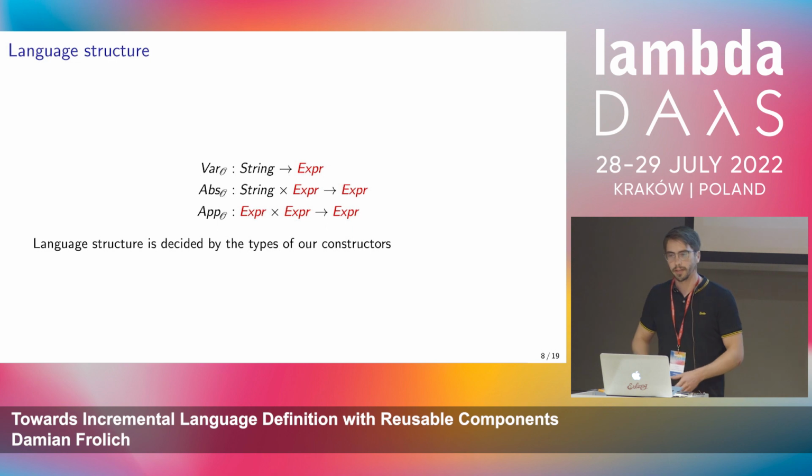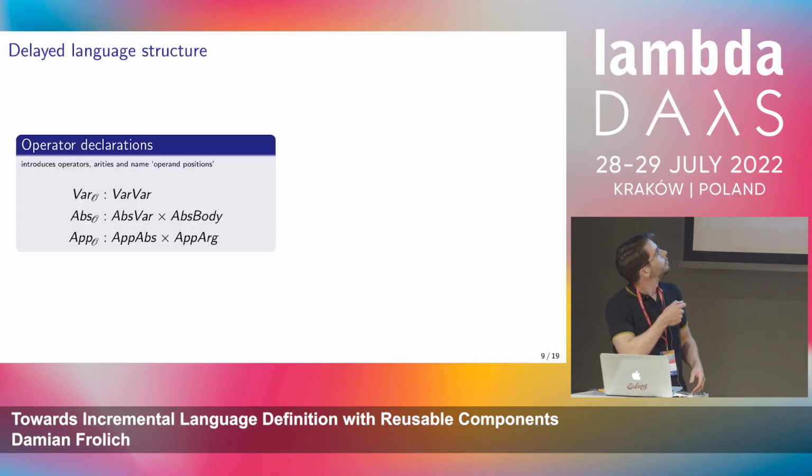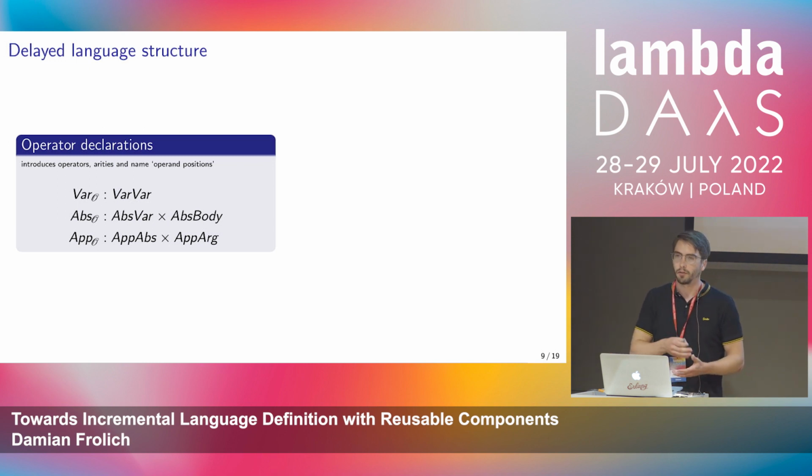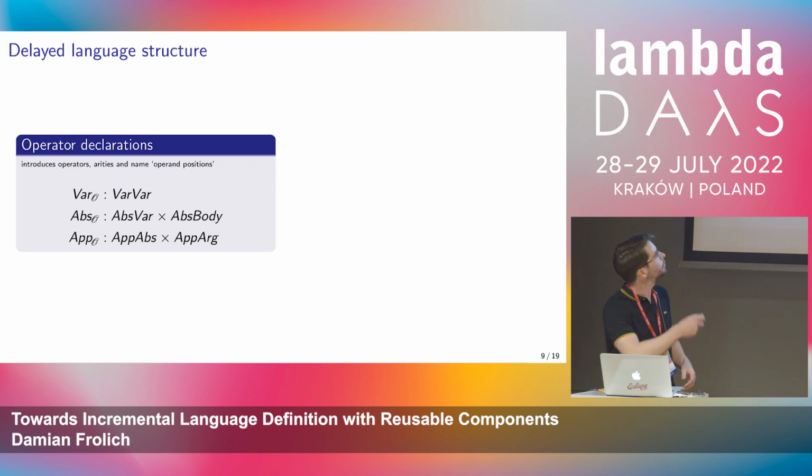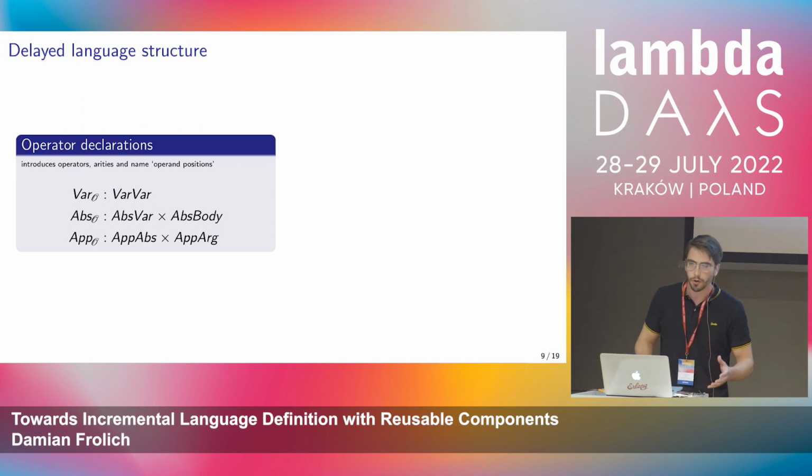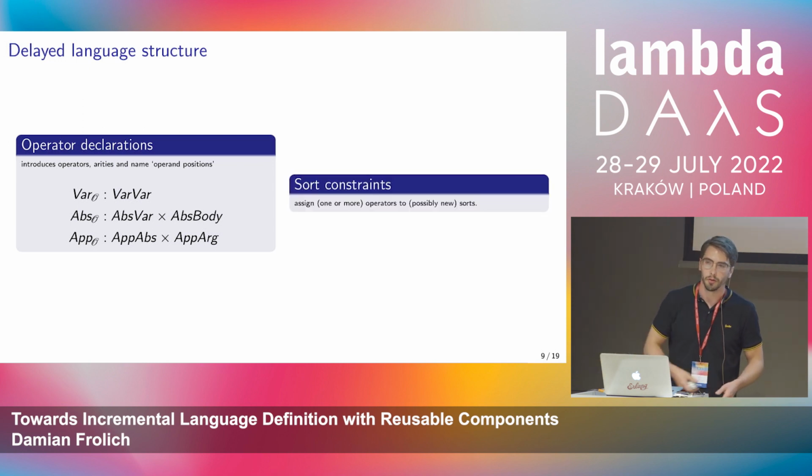So our solution to that is to split it up. Instead of having one constructor definition, we split it up in operator declarations. These define our operators, var, apps, and app in our case. And operator declarations have arguments, which we call operands. And these all have a unique name. So for example, in the case of abstraction, we have an operand called var and an operand called body. And to make these unique, we prefix them with the name of the operator. Operators also have an arity, which is just a number of arguments.